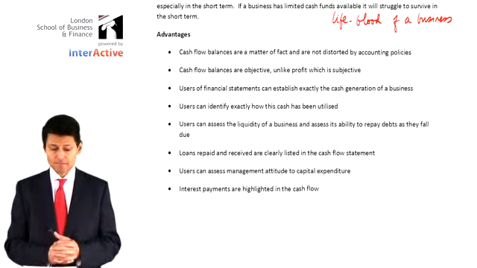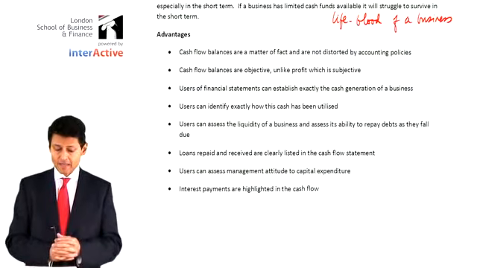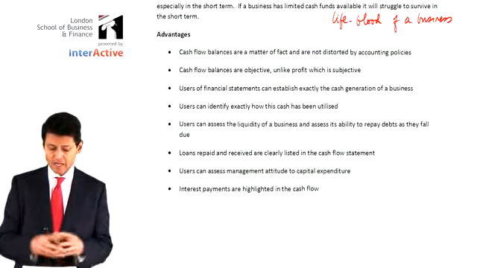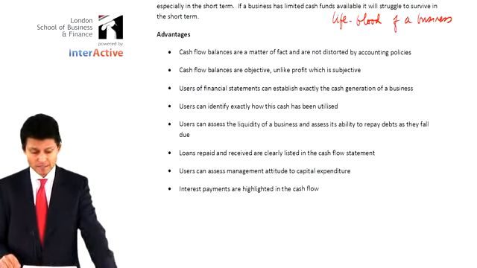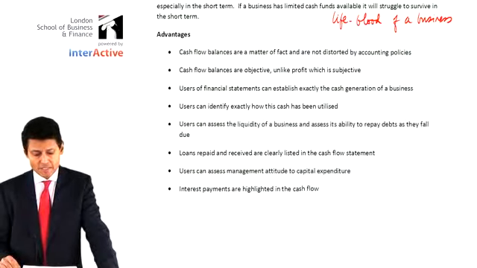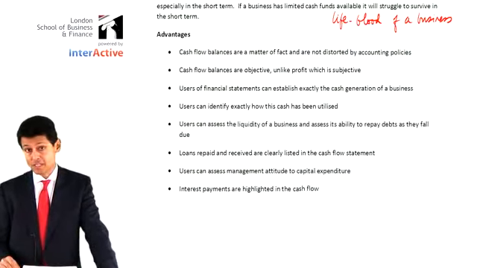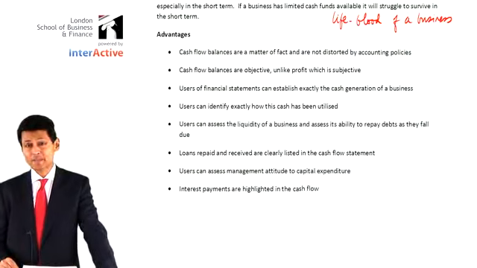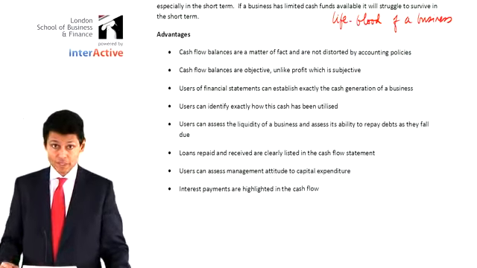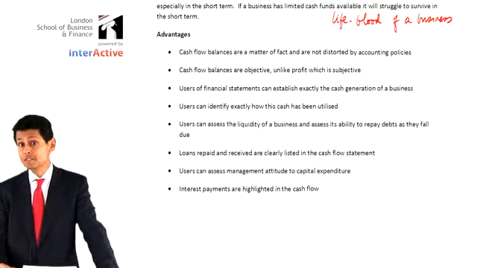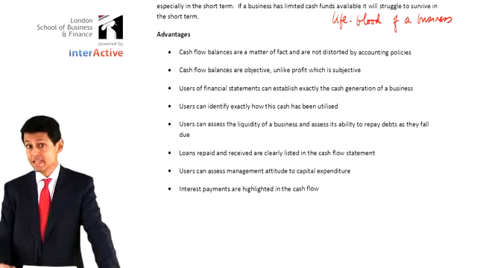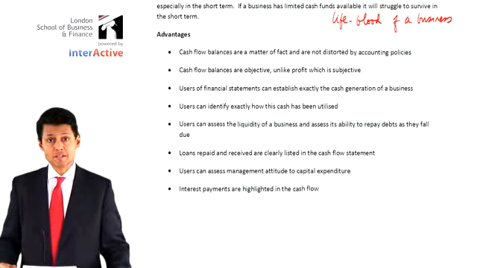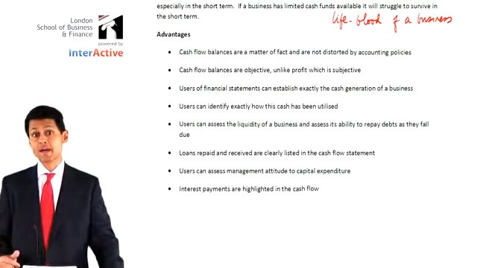One of the users of the accounts, the stakeholder, can establish the cash generation of a business by looking at the cash flow statement. Users can identify exactly how this cash has been utilized, not only how much cash it has generated through revenue, but what happens to it. Has it gone out as dividends? Is it reinvested as non-current assets, building a future for the company?